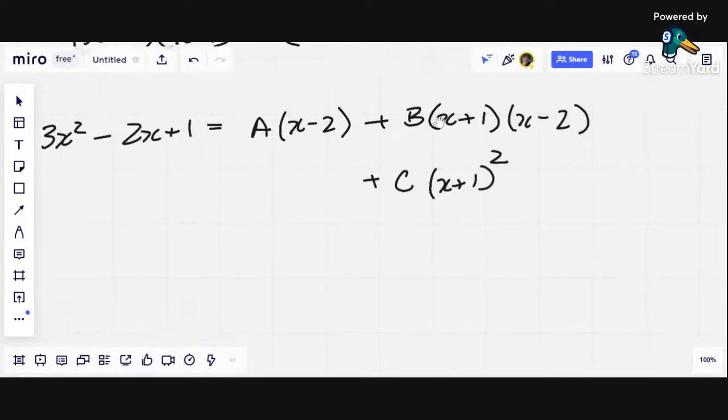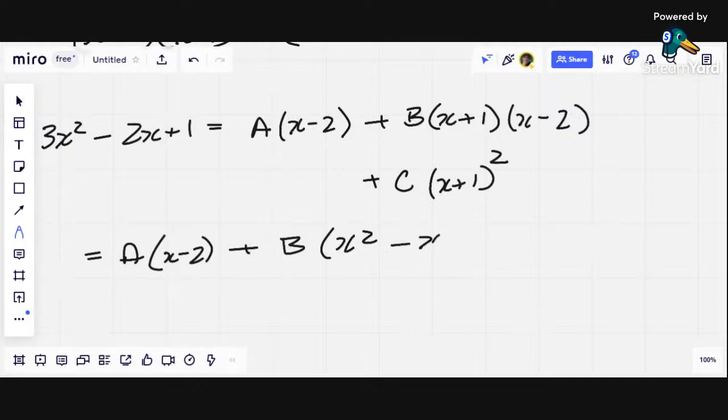And let's expand these so that we can get a clearer picture of what we're doing here. So this is all going to equal a times x minus 2, plus b. What did that work out to? That was x squared minus x minus 2. And then c is x squared plus 2x plus 1. Just expanding what we've got here.